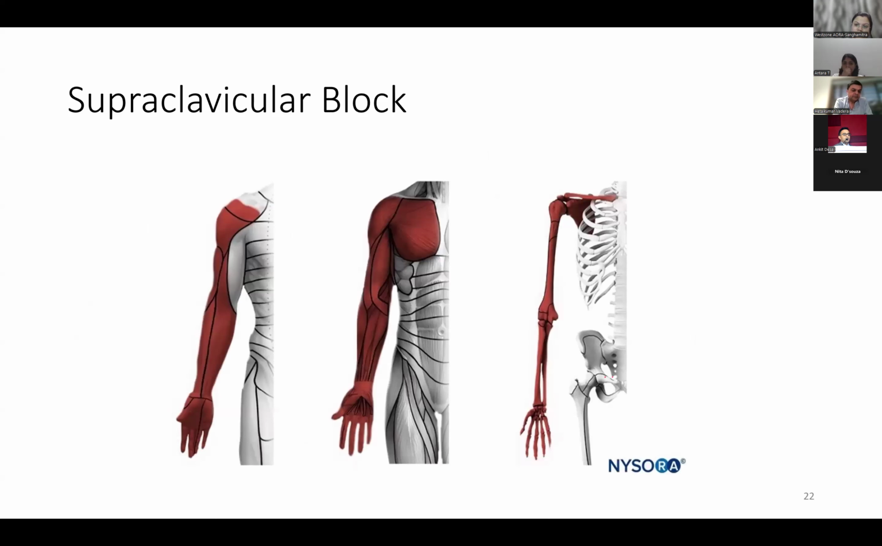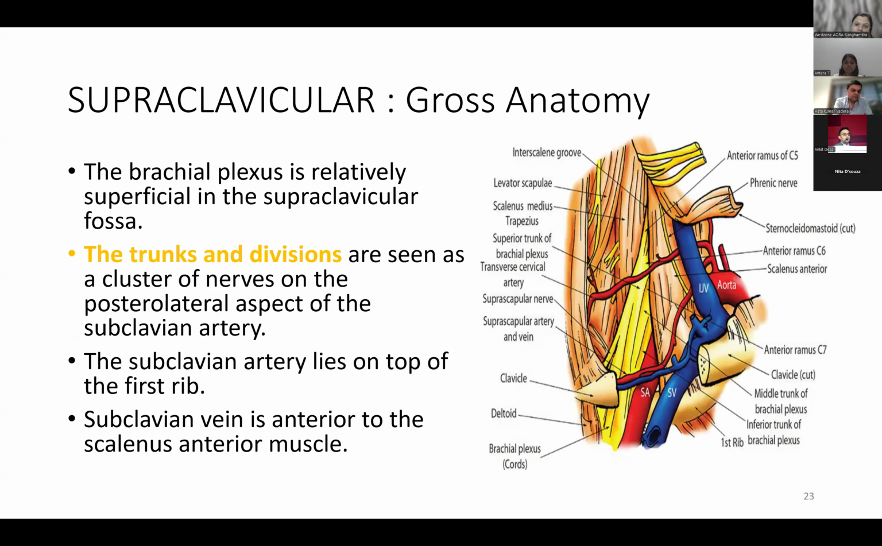So now we see the supraclavicular block. These are the dermatomes, myotomes, and osteotomes that are covered under this block. In the supraclavicular fossa, the brachial plexus is relatively superficial. The trunks and divisions are seen as a cluster of nerves on the posterolateral aspect of the subclavian artery. The subclavian artery lies on top of the first rib. The subclavian vein lies anterior to the scalenus anterior muscle on top of the first rib.